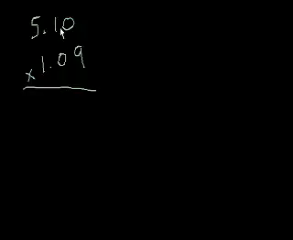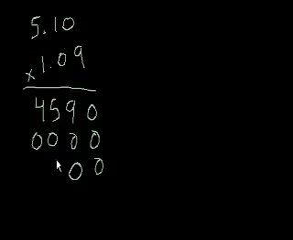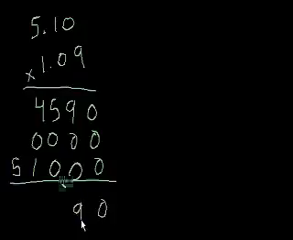But let's use it. 9 times 0 is 0. 9 times 1 is 9. 9 times 5 is 45. Then in the zeros place, you put a 0, and then 0 times everything is 0, right? 0 times 0, 0 times 1, 0 times 5. Put 2 zeros here. And then 1 times 0 is 0. 1 times 1 is 1. And 1 times 5 is 5. And now we add it all. You get 0, 9, 5, 5, 5.